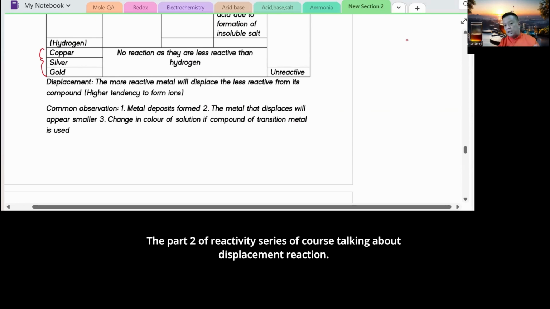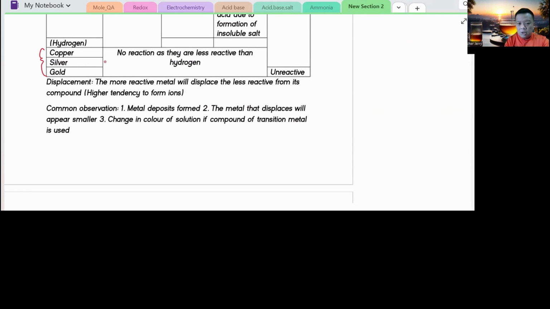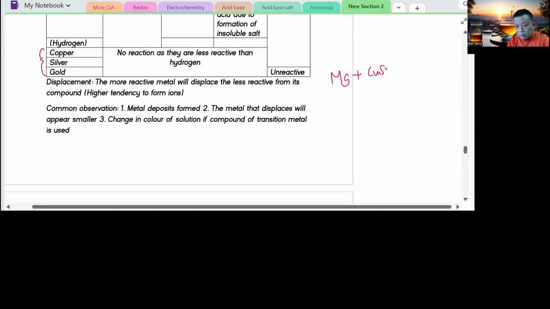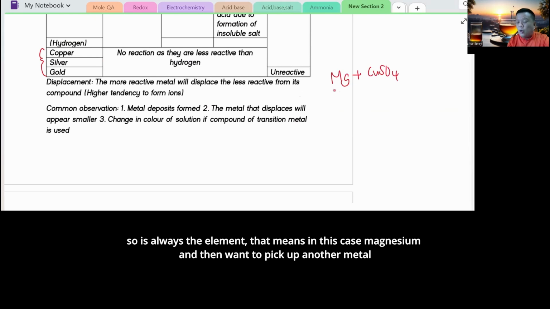Okay, part two of reactivity series, of course, talks about displacement reaction. So, right, we understand already. Let's give you an example first. Mg plus, let's say, CuSO4. So it's always the element, all right? That means in this case, magnesium, wants to kick out another metal.